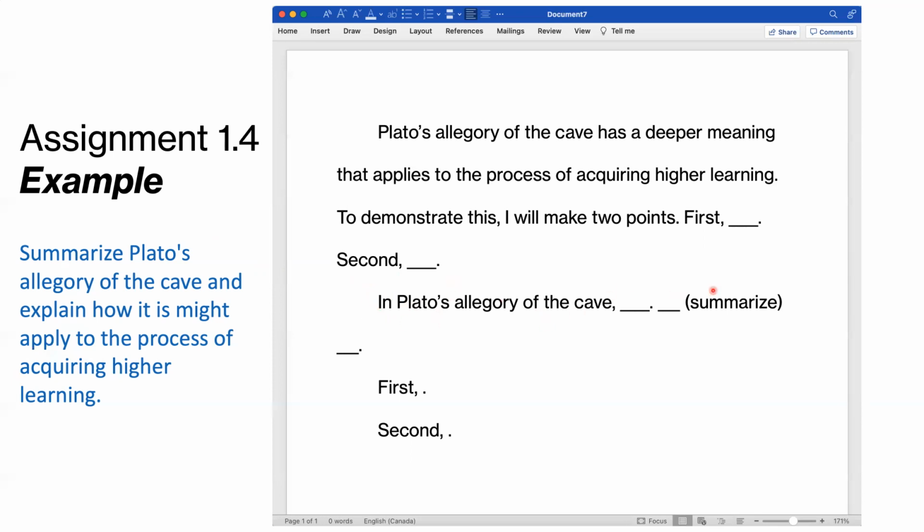Then you're just saying, this is a summary of Plato's allegory of the cave. Now you're making the first point about applying the allegory to the process of higher learning. You can even say that here. The first point I will make about applying the allegory to the process of acquiring higher learning is, explain yourself. Second, explain your second point. Now, what points are you going to make? I'll go into that very briefly, just some ideas for you, and then I'll end this.